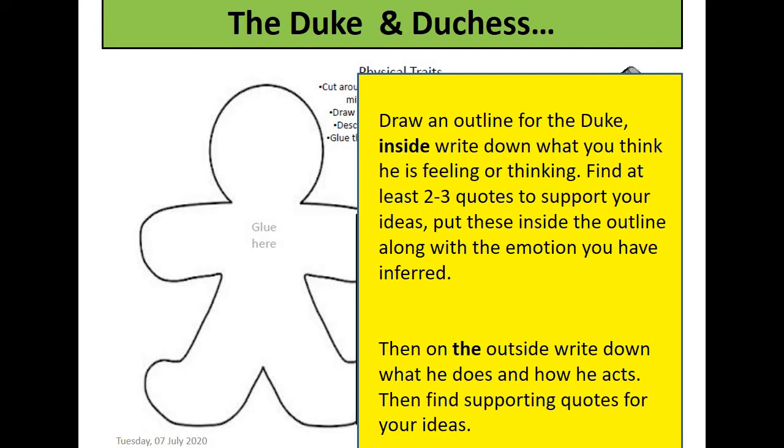Once you've drawn that outline, inside the outline, write down what you think the Duke is thinking or feeling at different points in the poem. Make sure you leave space around each of those feelings or thoughts, and then find 2 or 3 quotes to support your ideas. If you can only find 1, that's still fine. Draw little arrows coming off those thoughts or feelings, and then give me the quotes coming off the arrows. Make sure you use quotation marks.